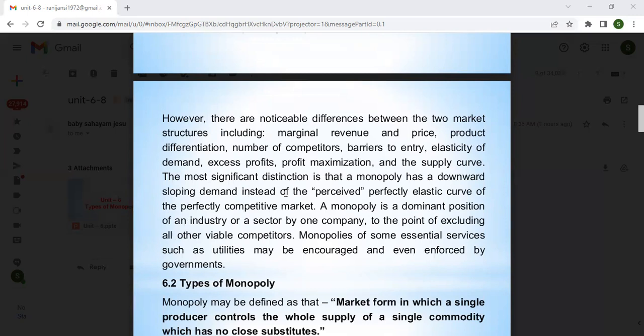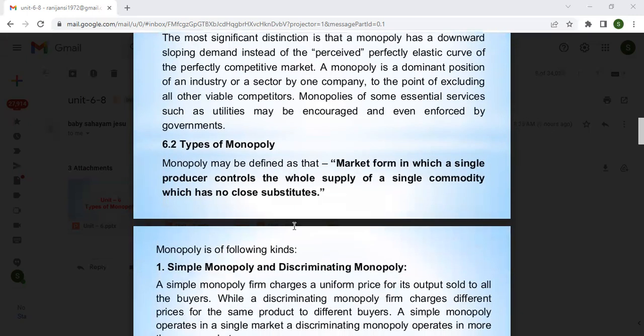The most significant distinction is that a monopoly has a downward sloping demand curve instead of the perfectly elastic curve of the perfectly competitive market. A monopoly is a dominant position of an industry or a sector by one company to the point of excluding all other viable competitors. Monopolies of some essential services such as utilities may be encouraged and even enforced by governments.